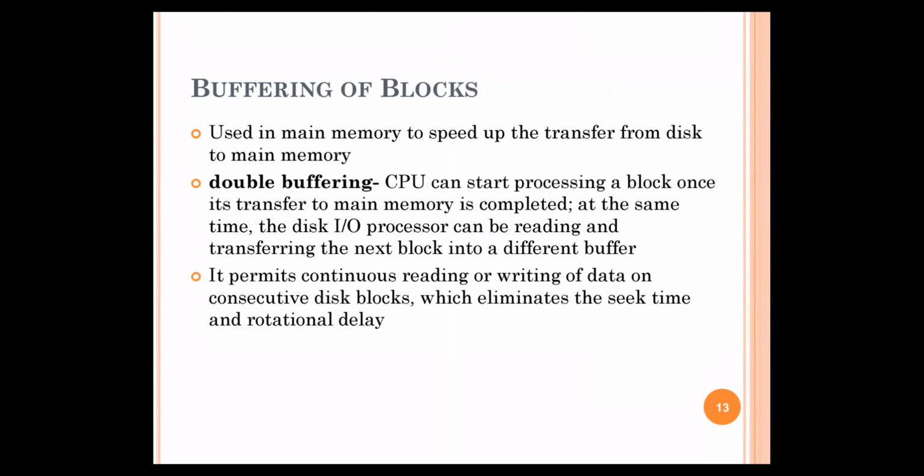So we are using double buffering also, where the CPU can start processing a block once its transfer to main memory is completed. After processing the data, doing the calculations in the main memory using the arithmetic and logic unit and control units, the result will be transferred back to the buffers. It permits continuous recording or writing of data on consecutive disk blocks, which eliminates the seek time and rotational delay.